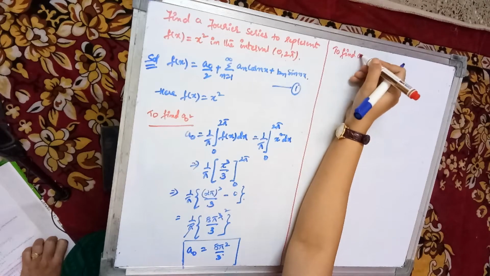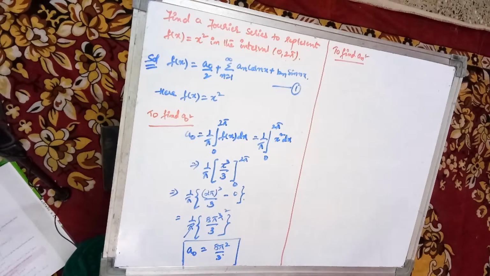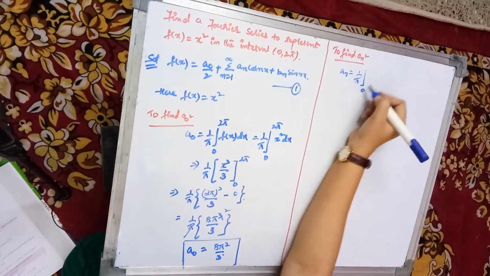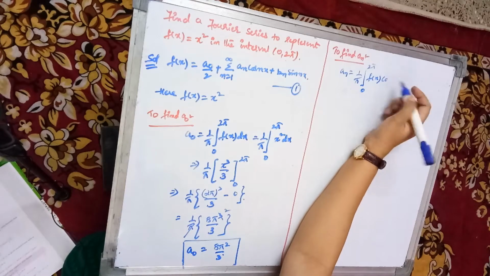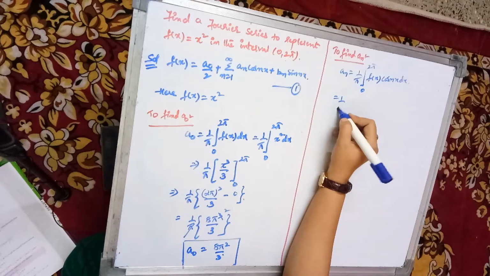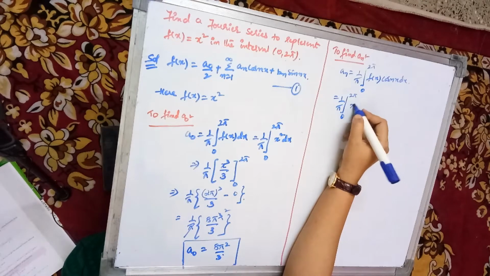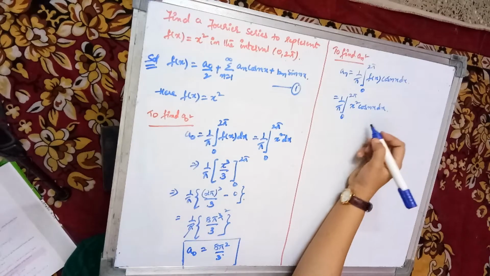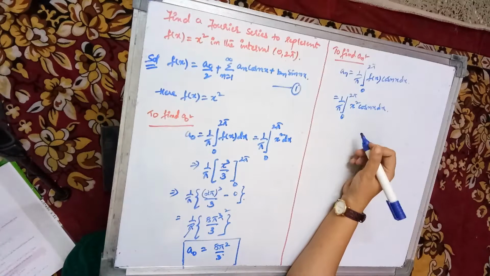To find an: an is equal to 1 by pi integrating from 0 to 2 pi f of x cos nx dx. It's equal to 1 by pi integrating from 0 to 2 pi. f of x is equal to what? x square cos nx dx. Here which formula do you have to utilize? In the previous classes I told you which one you have to utilize.